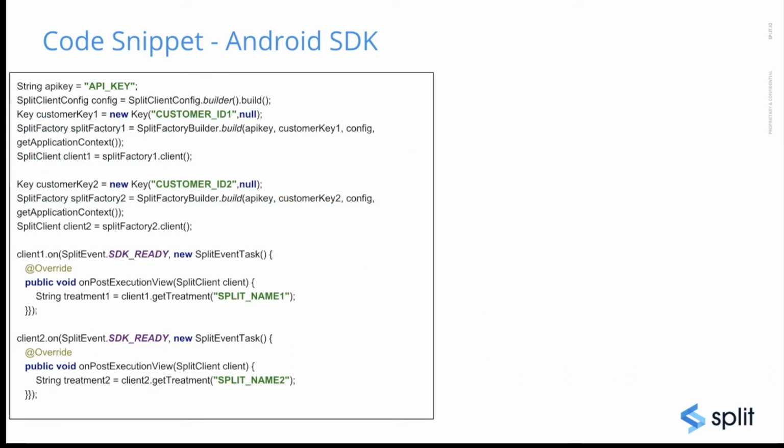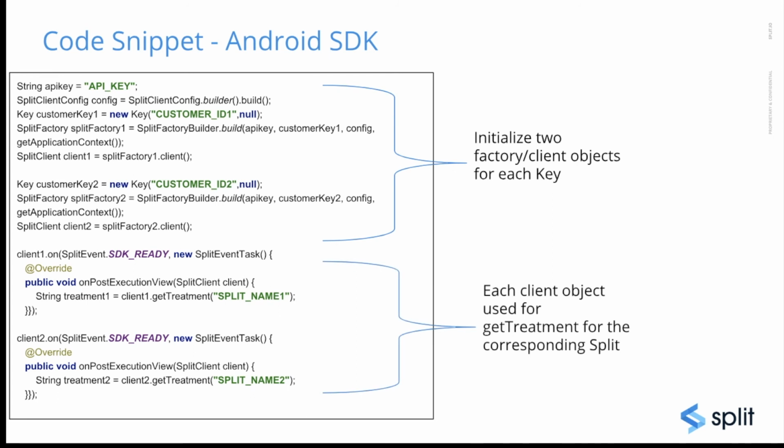So here's a code snippet for the Android SDK, which will be similar to the iOS SDK. First, we need to initialize two factory objects, one for each key. And then we use each client from each factory separately to fetch the treatment.